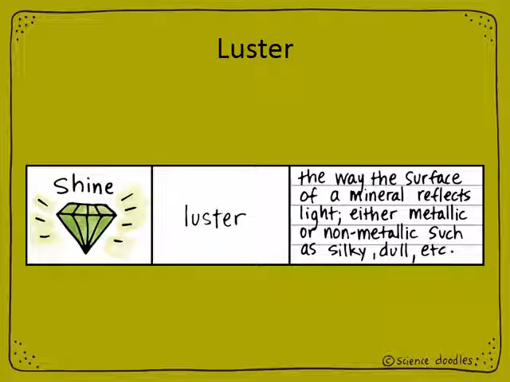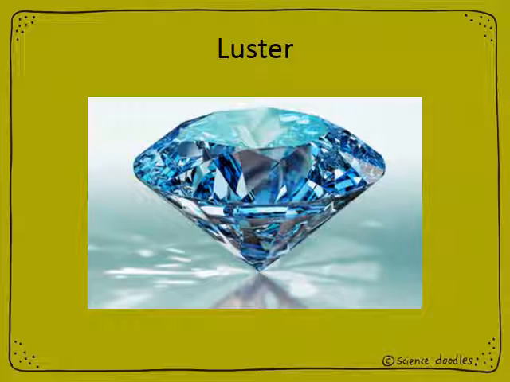So today we're going to talk about several different characteristics of minerals that we can test. The first one is luster. We talked about this back in our chemistry unit. It's the way the surface of a mineral reflects light, either metallic, which means sparkly, or non-metallic, such as silky, dull, etc. So here's an example of luster. You would say that this diamond or this gemstone is very shiny.